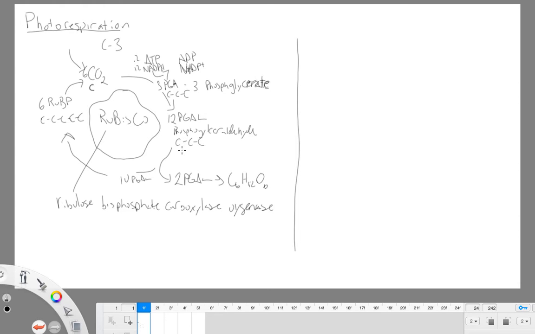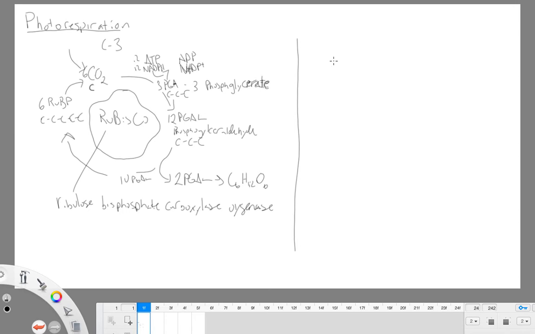So let's take a look at that process now. Okay, and really this can occur when oxygen is present in our leaf. That can occur depending on different conditions that can create more oxygen. But while our plants are conducting photosynthesis, occasionally there's going to be oxygen there, and this Rubisco can fix that oxygen instead of carbon dioxide.